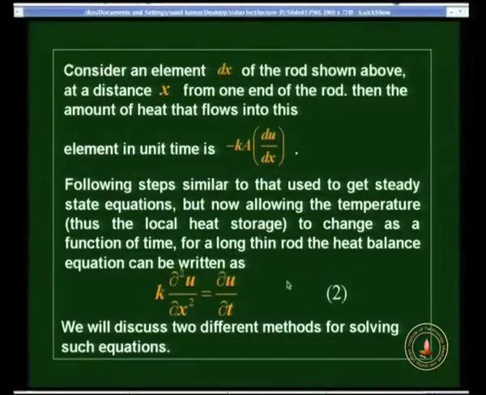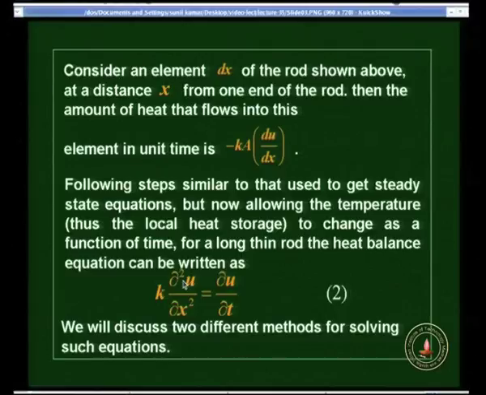So let me summarize this again. We want to look at an equation of this form, which arises in the case of thermal transport in a long thin rod, the time dependent equation for that, and we want to solve this. We will discuss two different methods. One is the implicit method, in which the second derivative of u is evaluated at time t plus delta t, and there is another, explicit method, in which this is evaluated at time t.